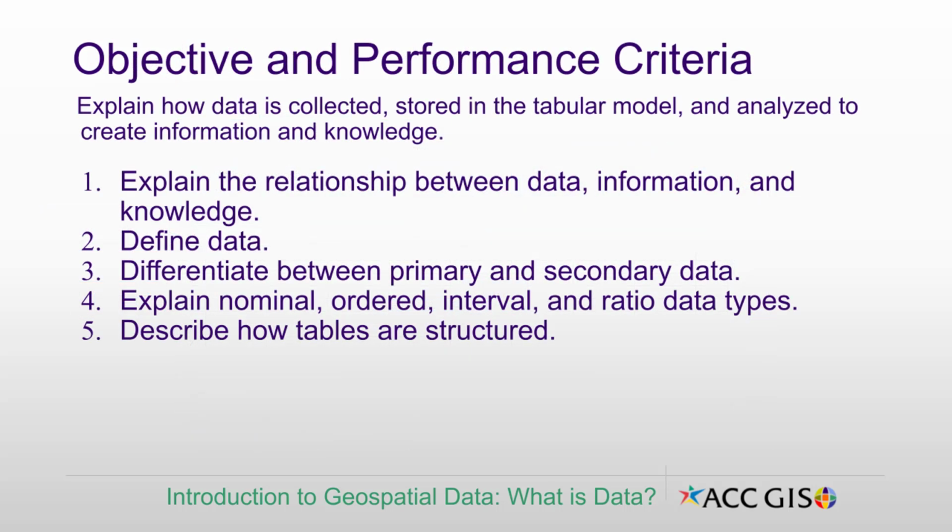Now let's review the performance criteria for this topic. What is data? You should now be able to explain the relationship between data, information, and knowledge. Data is a collection of observations. Information is when we turn those observations into facts, and knowledge is when we can sort out the relevant from the non-relevant facts and describe the connections between those facts so that we can better understand the underlying data.